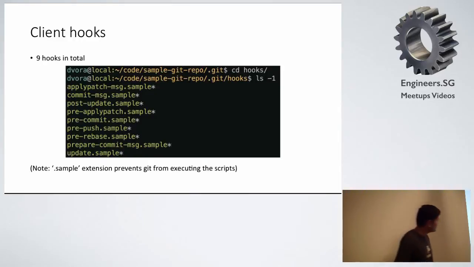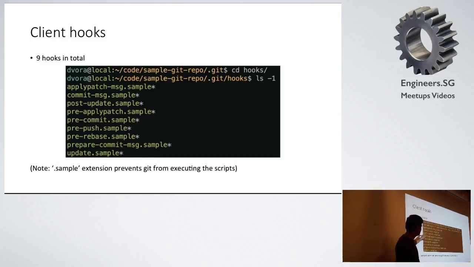So if we look at what are the sorts of Git hooks present in your hooks directory, there are a number of Git hooks. There are 9 in total by default. So in a newly initiated Git repository, all the Git hooks are suffixed with the .sample extension. What that .sample does is it tells Git that this is not to be executed. So if you just remove the .sample from the extension, it'll execute the script. So you can see there are a number of hooks that can be used for a variety of reasons.